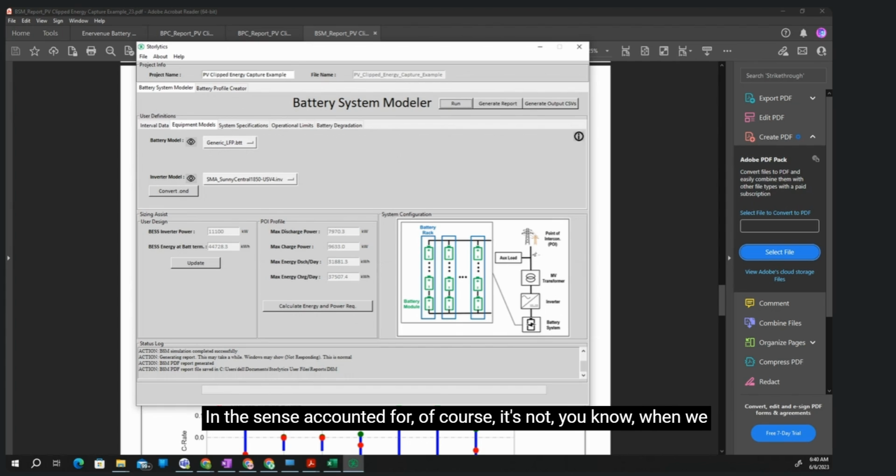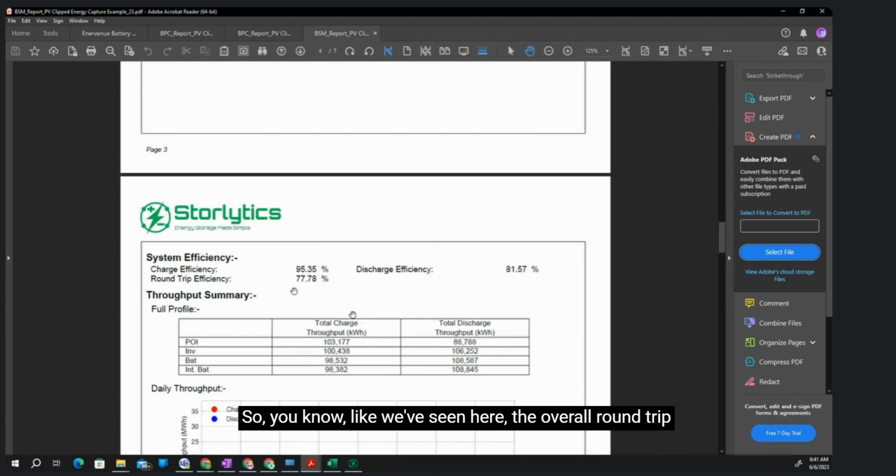Of course, when we're creating the profile, it's not going to be 100% accurate. It's kind of a chicken and egg situation. You're creating the profile assuming a certain technology. You know that technology on average is 85% round trip efficient. But when you actually run the simulation, you get the exact round trip efficiency and it changes every day. So, like we've seen here, the overall round trip efficiency for the 7 days we simulated ended up being 77.8%.